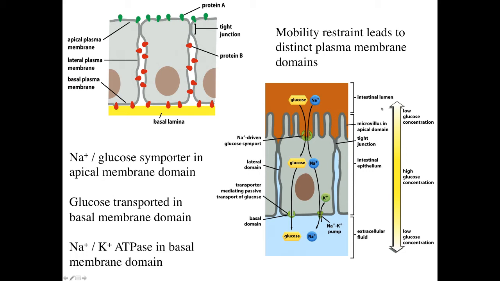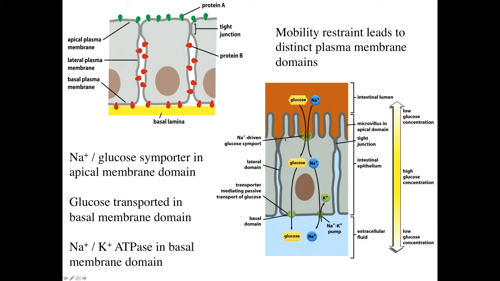Now, the cartoon on the right depicts reality for intestinal epithelial cells, and you probably can appreciate that there's a high concentration of glucose within intestinal epithelial cells. And there's something called the sodium-potassium ATPase, which is on the basal domain of these epithelial cells. This sodium-potassium ATPase functions to maintain a high concentration of sodium outside the cell and a relatively low concentration of sodium inside the cell.